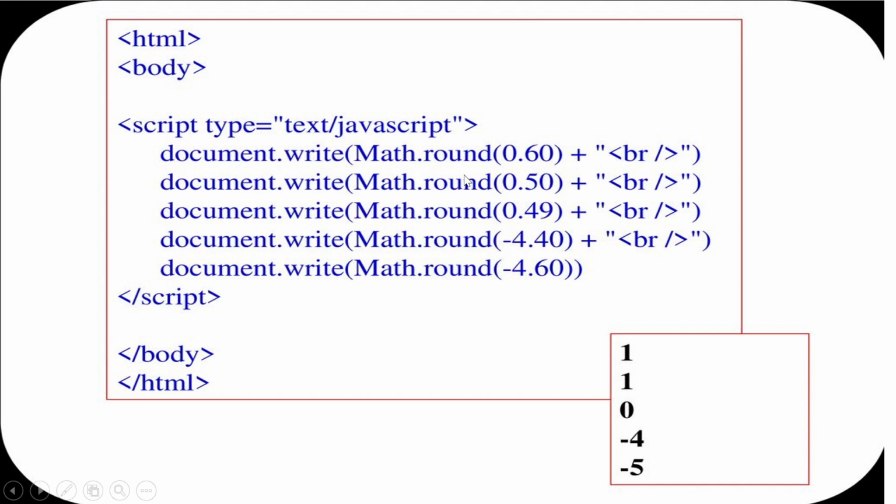See here, we will try. Math.round of 0.60. What should it give? Here it was 6 after the point, so it should give 1 as output. It was 5 or more, so it gave 1. Then 0.49. 4 is the digit after the point, so we will get 0 as the output. And minus 4.40, here there is 4 after the point, so it will take only the integer part, it will not take the fraction part of the decimal value. So minus 4 is the integer part, so we will get minus 4. Here minus 4.60 means 6 after the point, so we have to round up this minus 4. After rounding, we got minus 5 as the output.